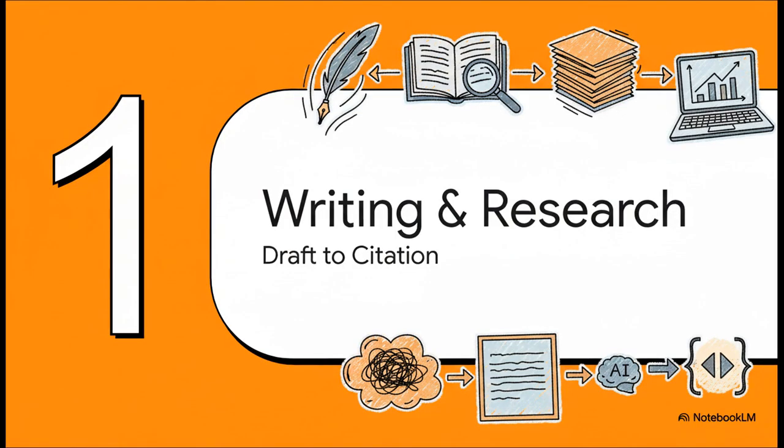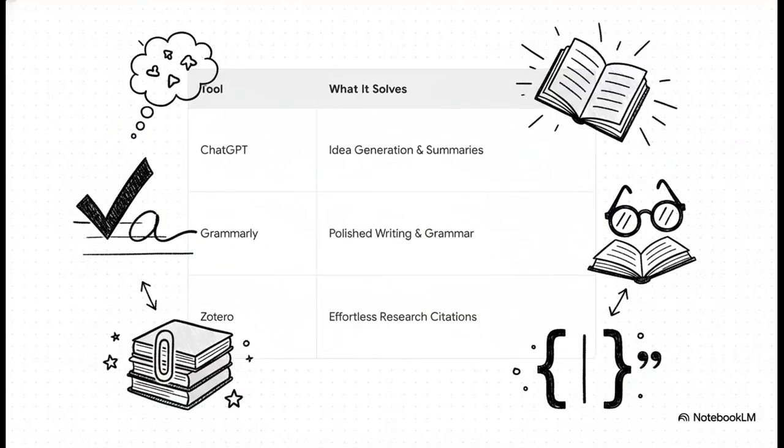All right, first up, let's stock the compartment for writing and research. Now, this is for anyone who needs to turn those rough ideas into polished, well-researched work. Doesn't matter if it's an academic paper or a really compelling blog post. These tools will literally take you from that first little spark of an idea all the way to the final citation. So, who are the key players here? Well, you've got ChatGPT for that initial creative spark. Then there's Grammarly, which makes sure your writing is absolutely flawless. And for all that tedious citation work, Zotero has your back.